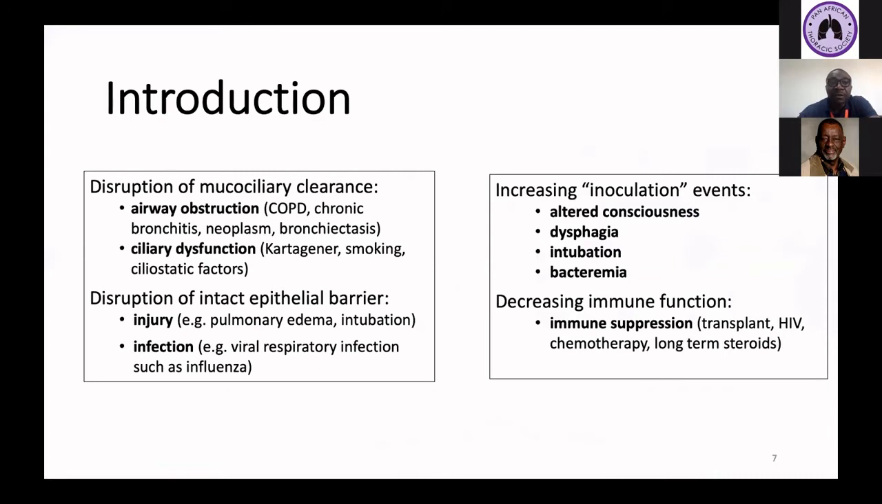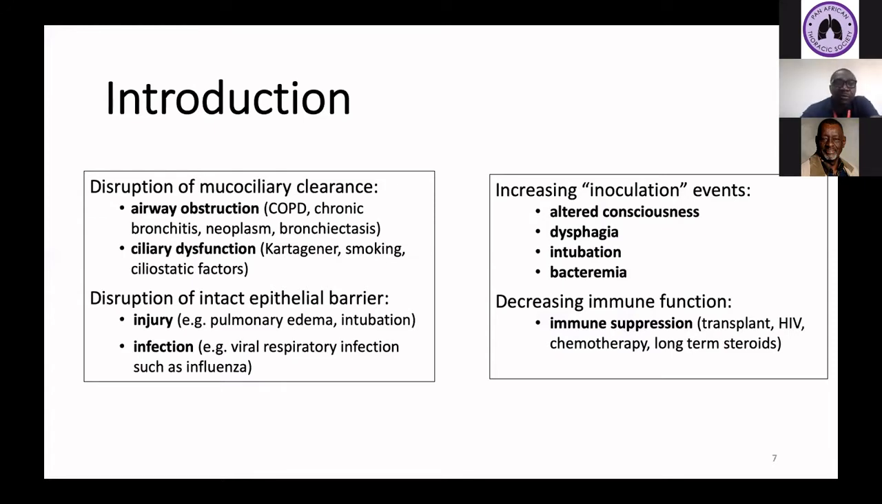The different factors of disruption of the mucociliary clearance are airway obstruction, as we can see in chronic obstructive pulmonary disease, in chronic bronchitis, in some neoplasms and bronchiectasis. We can also have disruption of the mucociliary clearance during ciliary dysfunction in some conditions like Kartagener syndrome or in people who smoke.